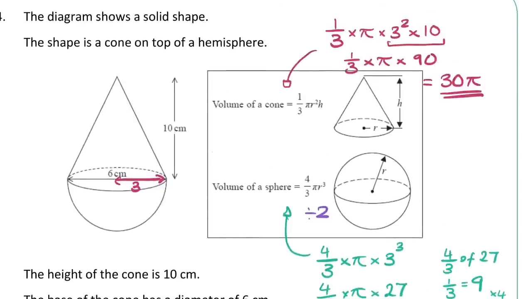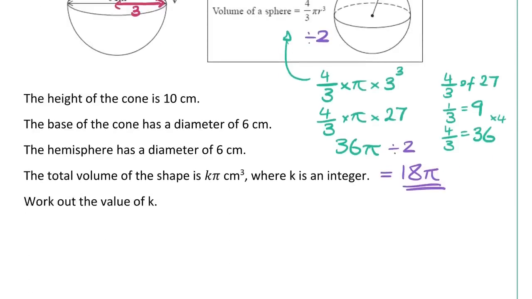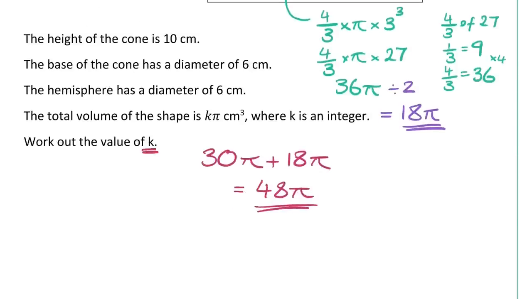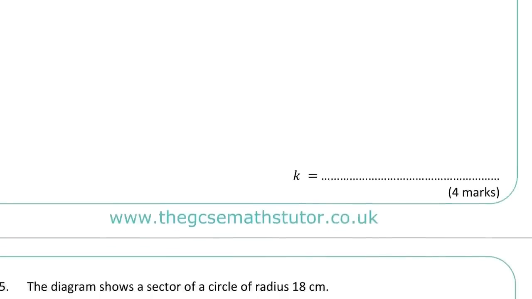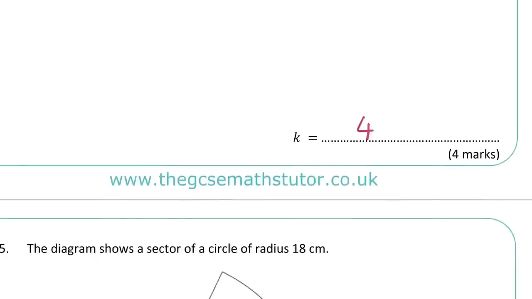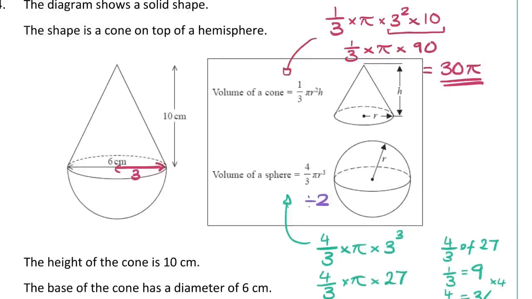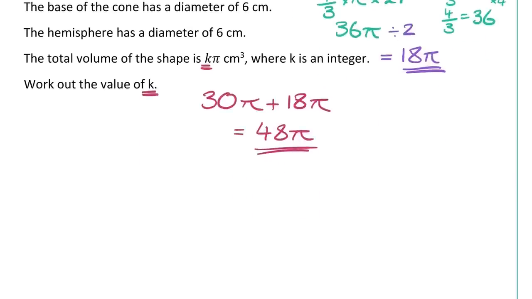So the volume of the cone is 30 pi, which we have up there. The volume of the hemisphere is 18 pi. So if we add those together, 30 pi plus 18 pi, and that comes out as 48 pi. So that's the volume of the shape. So the value of k, which is the number in front of pi, is just 48. So our final answer would be 48, and that is our value of k. And there we go, just substituting that radius into both those formulas, leaving it in terms of pi, and adding it all up. And there we go, bit of volume.